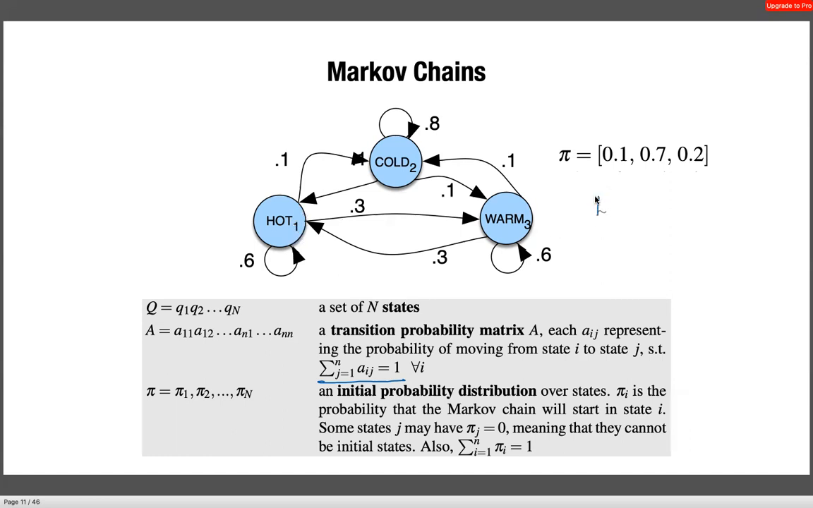This you can leave as a short exercise. How would you compute the probability of having seen the sequence, say, hot, hot, hot, or warm, hot, hot, or cold, hot, warm? You can try, and this would just work out to be the product of different transition probabilities, but make sure that you're very comfortable with computing these probabilities.